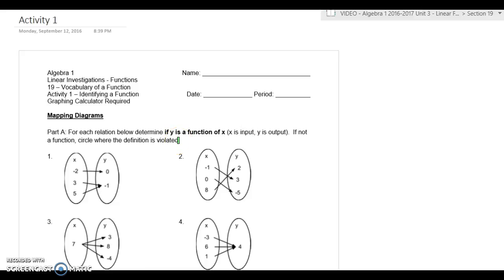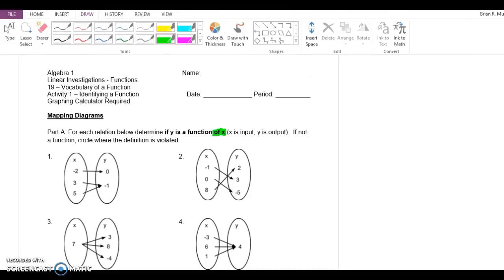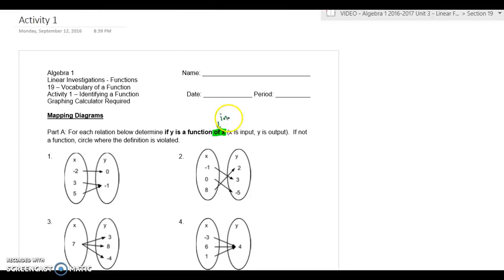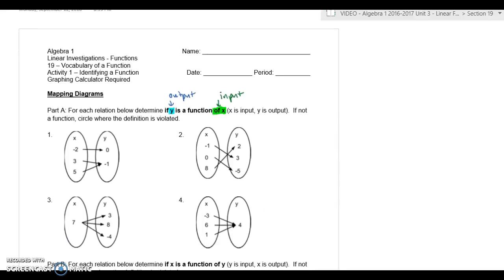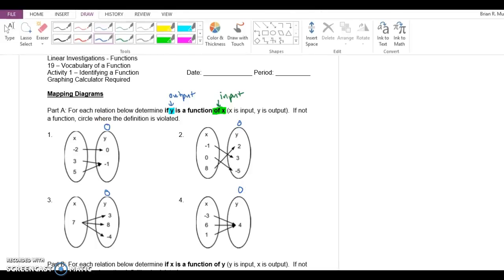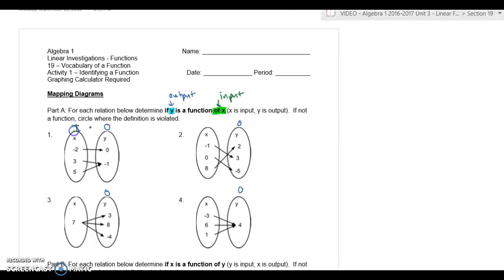Y is a function of x. This indicates right here that the "of x" indicates that x is my input. And we're talking about y being a function of that, so then y would be my output. What I'm going to do on these mapping diagrams is I'm going to go ahead and label my input versus my output. So we said that y is the output, so I'm going to label all my y's as O's for output. And my input was x, so I'm going to label the x bubble here as my I.